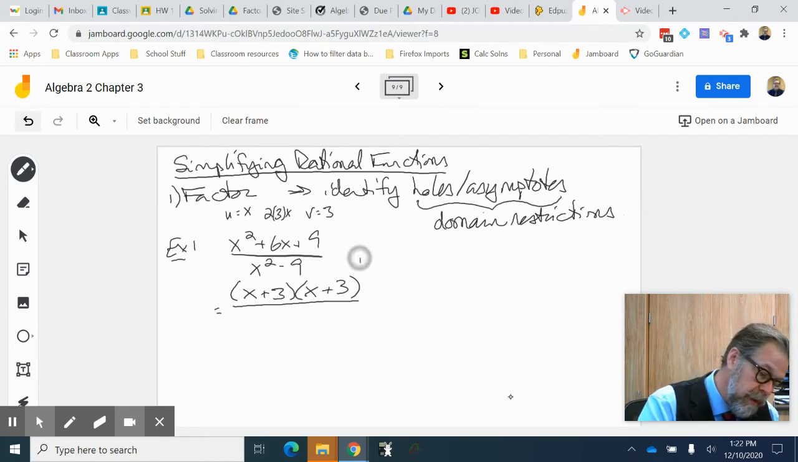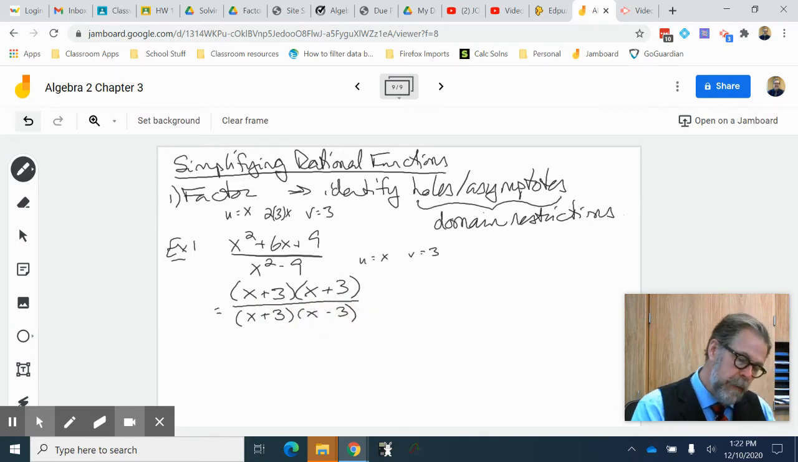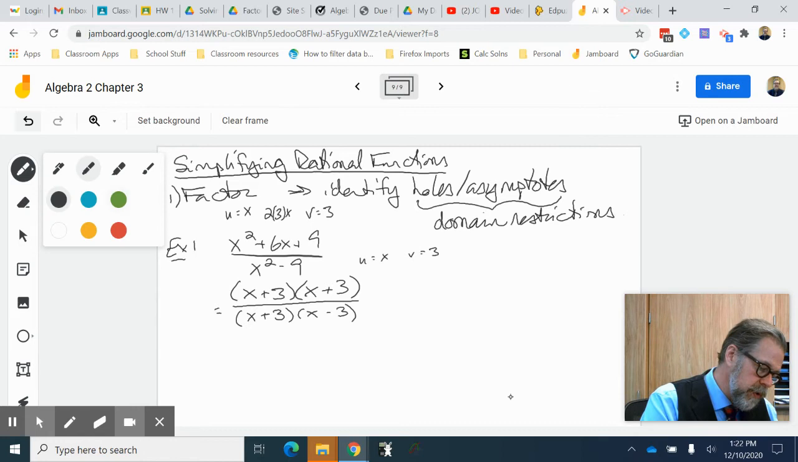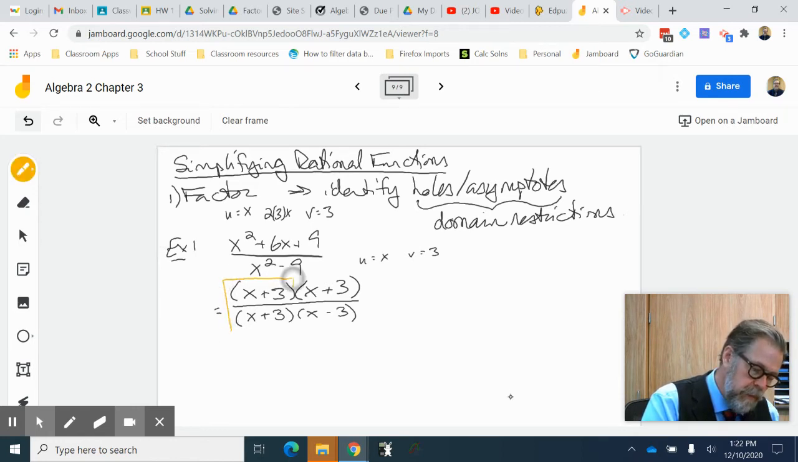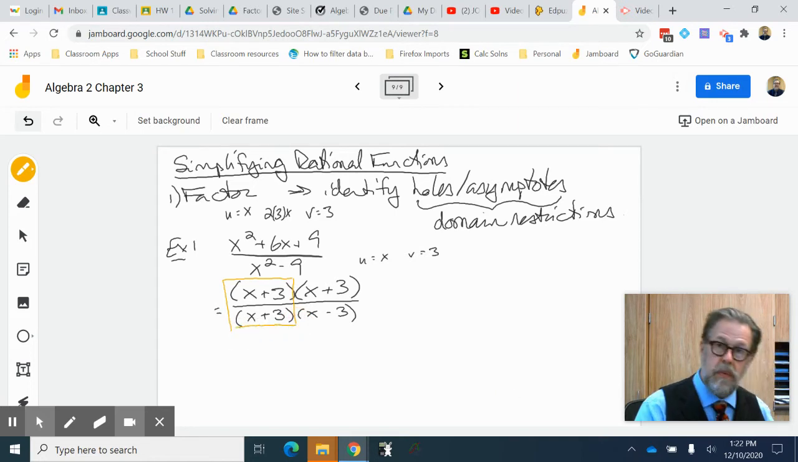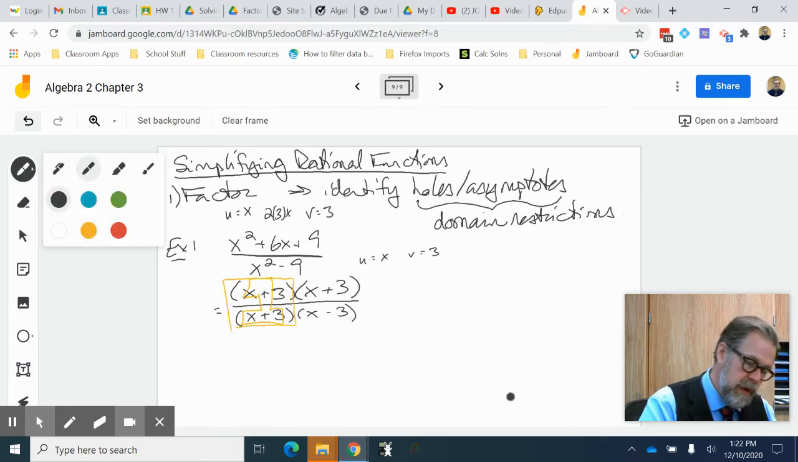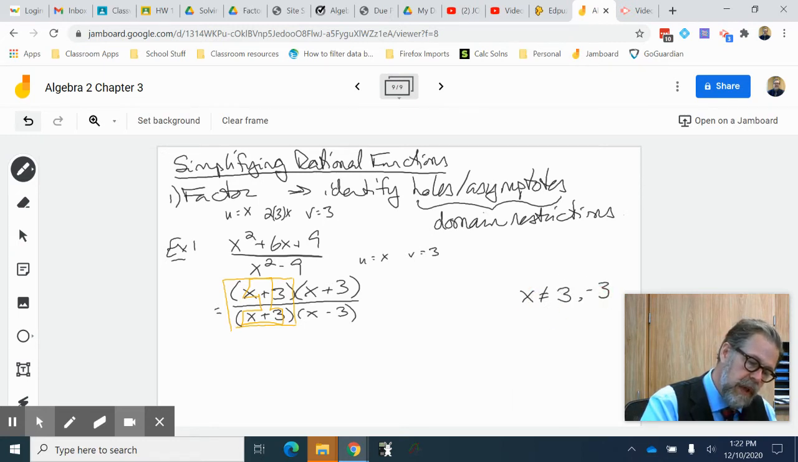I've got on the bottom u equals x and v equals 3, which means that this is x plus 3 times x minus 3. So let's identify holes. First thing I see is that I've got a hole right there. That's equal to 1. Big giant 1. But at this point, so that I don't forget later, I'm going to jot down that x cannot be equal to 3 and x cannot be equal to negative 3.